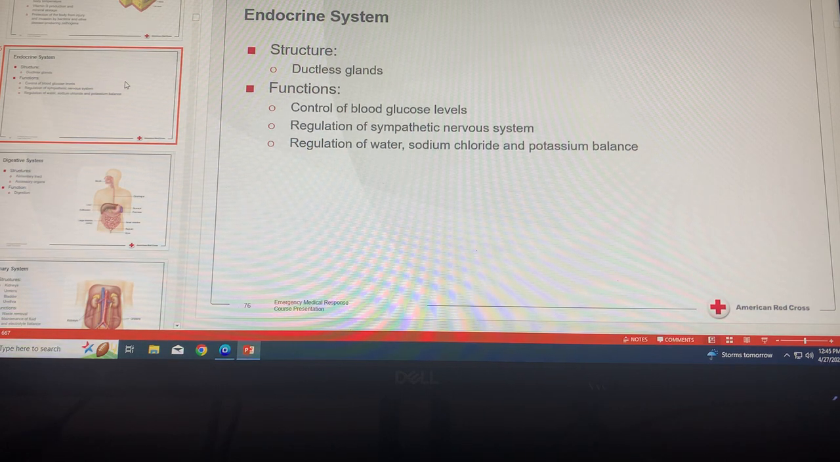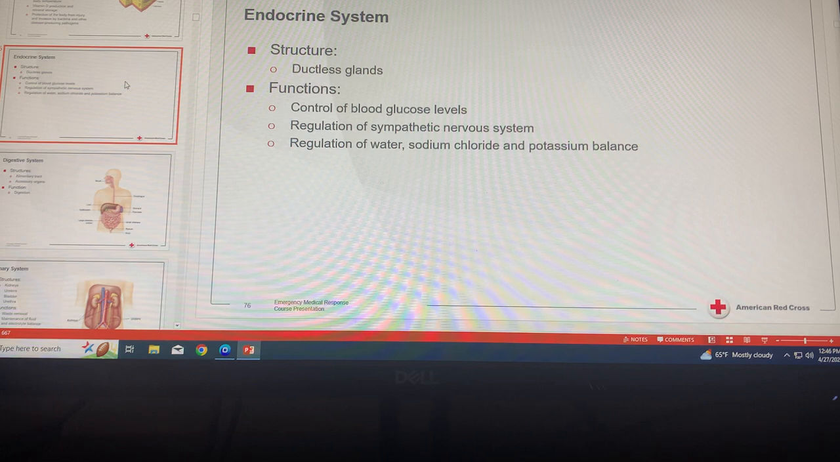The sympathetic nervous system is also regulated through the endocrine system. Adrenaline and noradrenaline produced by the adrenal glands cause multiple effects on the sympathetic nervous system. Effects include vasoconstriction, which is constricting of vessels, increased heart rate, and dilation of smooth muscles, including those that control respiration.